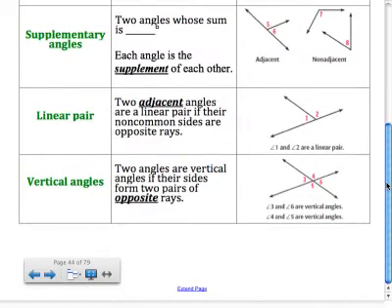Supplementary angles, two angles whose sum is 180. Okay, each angle is the supplement of the other. Okay, and again, they could be adjacent or they could be non-adjacent. So complementary 90, supplementary 180.